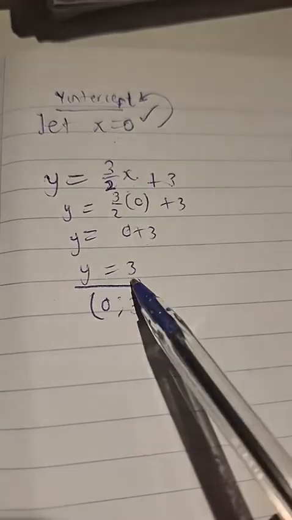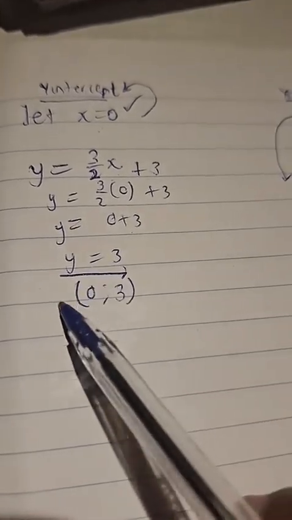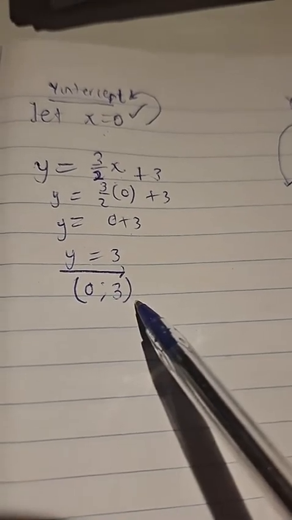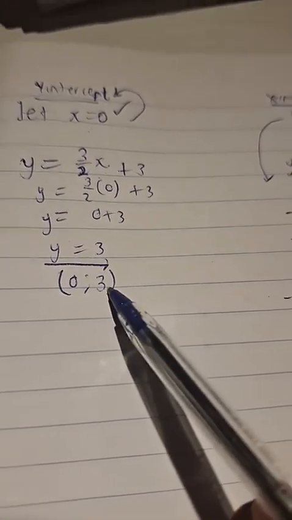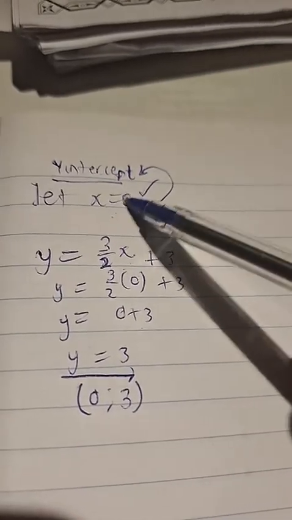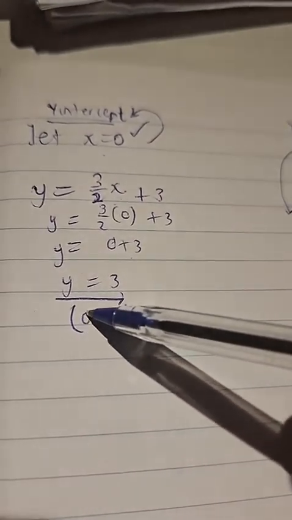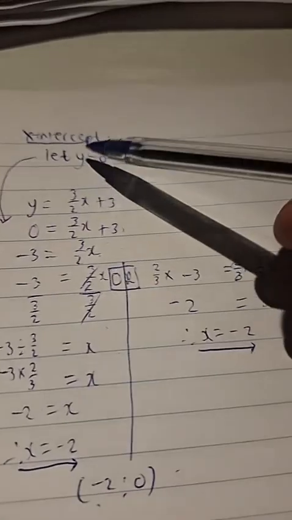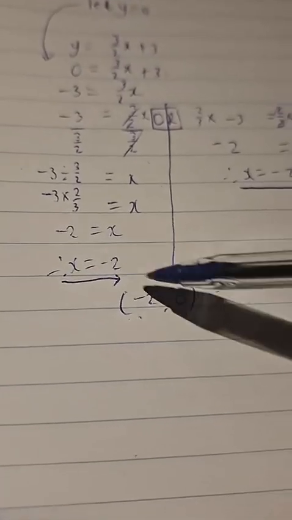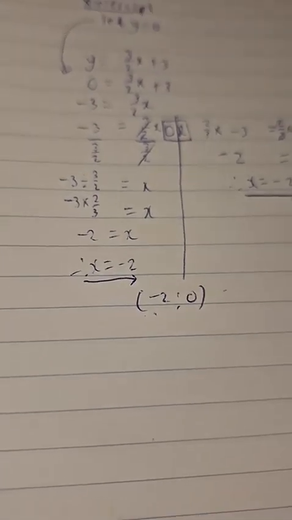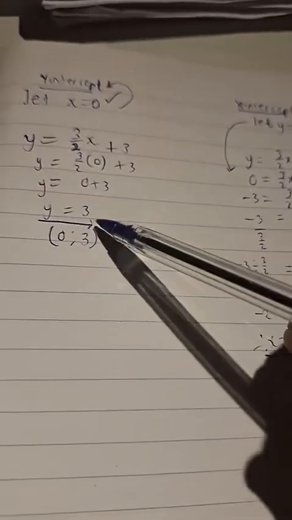This is our y-intercept, but these are the coordinates of the y-intercept. You see, y is equal to 3. It means the y coordinate is 3. Who did I let x be? 0. That's why x is 0 for my coordinates. I let y be 0. Who is 0? Y. What's the value of x that I got? Negative 2. Now I can use these 2 points and sketch my function.